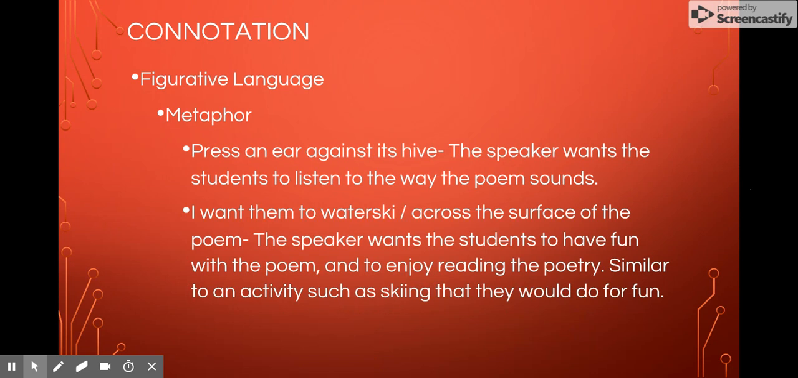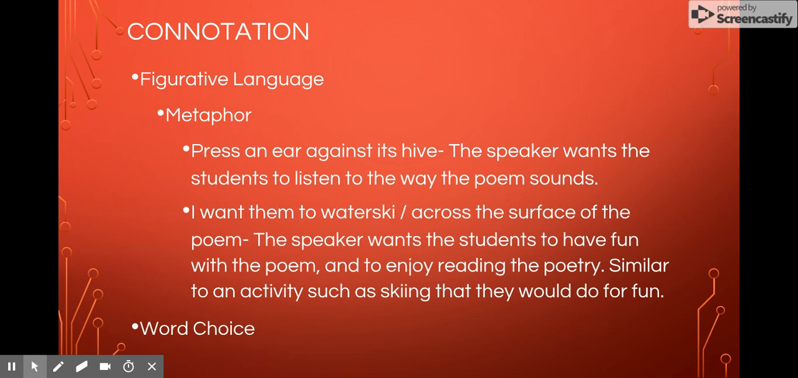Next, he says, "I want them to water ski across the surface of the poem." Here we have the speaker wanting students to have fun with the poem, to enjoy reading the poem. Skiing is a leisure activity, something that you do for fun. And that's the way that the speaker of the poem wants his students to approach poetry.